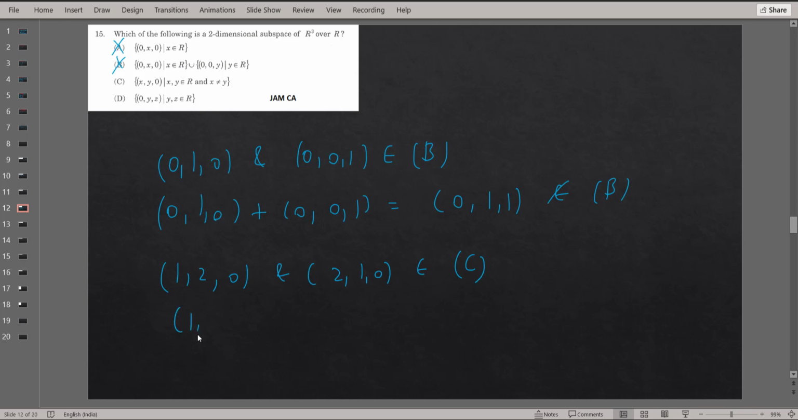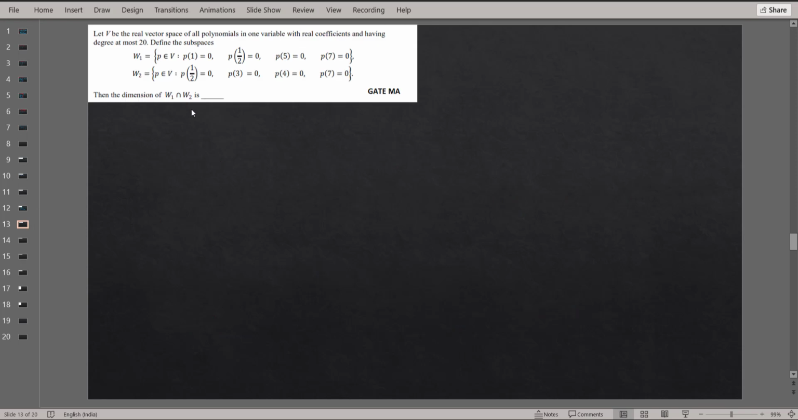Their addition is (1, 2, 0) plus (2, 1, 0) equals (3, 3, 0), which does not belong to C because x equals y. So C cannot be true. Here (0, y, z), y, z belong to R. Here the number of unknowns is 2, so the dimension of D is 2. So option D is true. Now we will move to the next question.